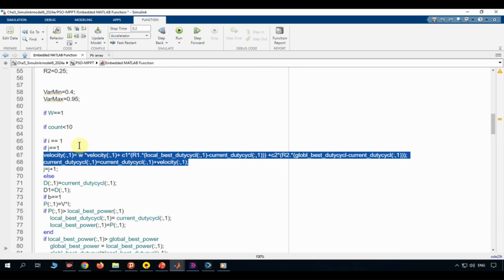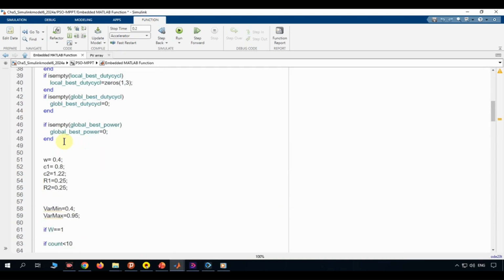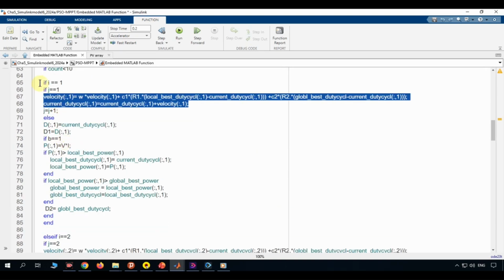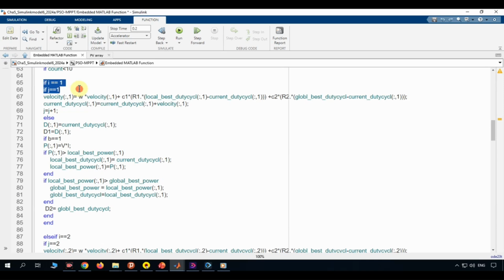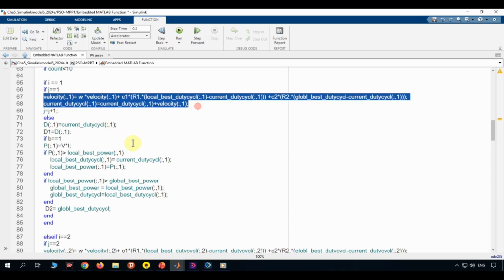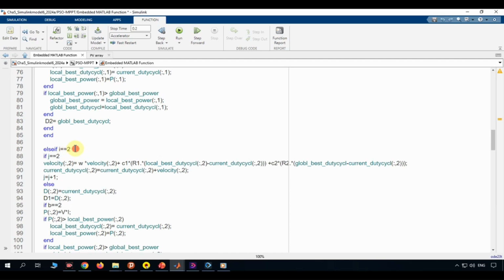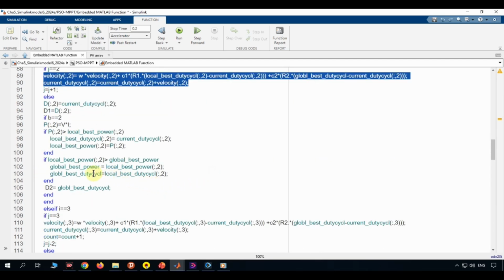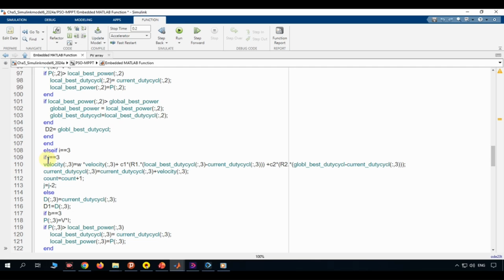After initialization, the iteration sequence generates 1, 2, and 3 repeatedly. This signal is connected to the input labeled I of the MATLAB function. The value of I determines which particle is currently being processed. Therefore, the algorithm updates particle 1, then particle 2, then particle 3, and then starts the sequence again.